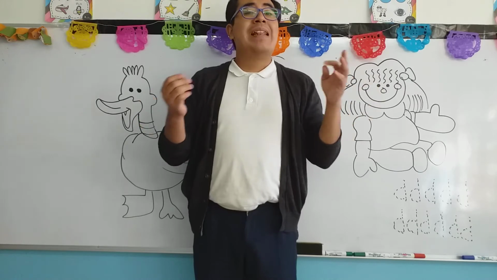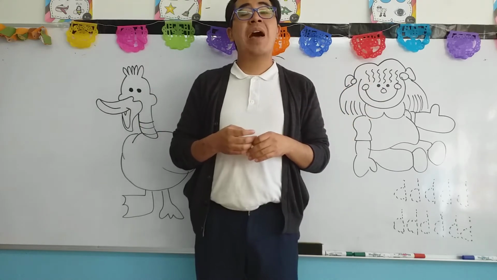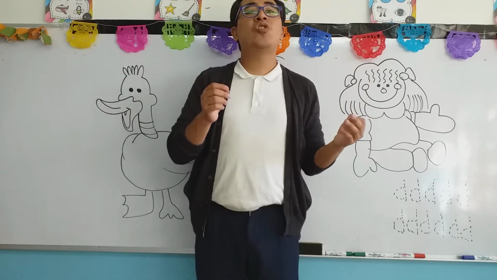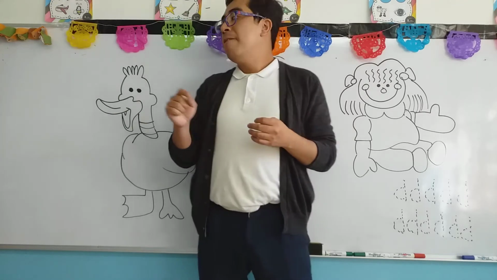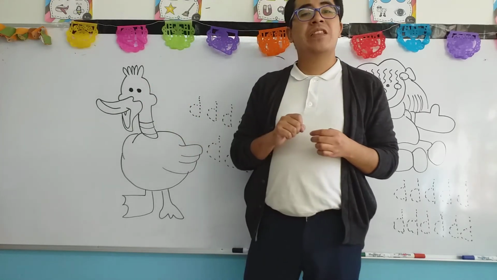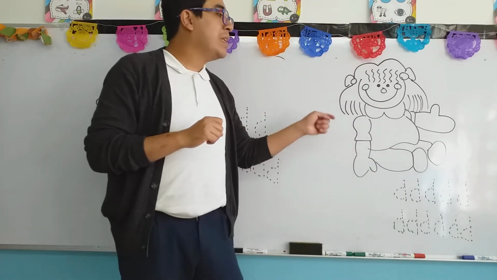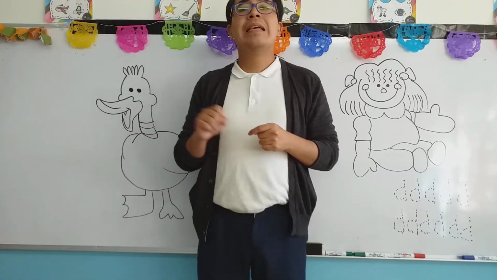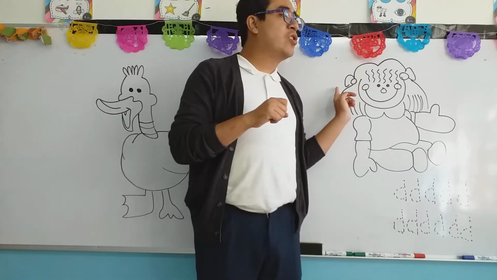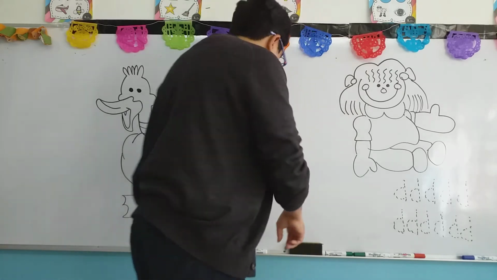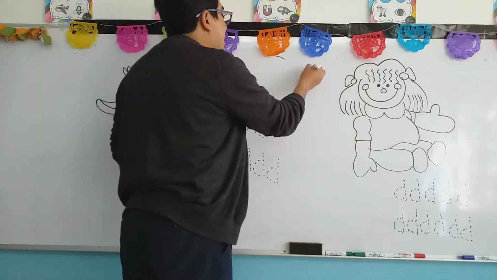Now, today, let's check some examples of objects that use this letter. First of all, we have the dog and the doll. The dog and the doll use small d.